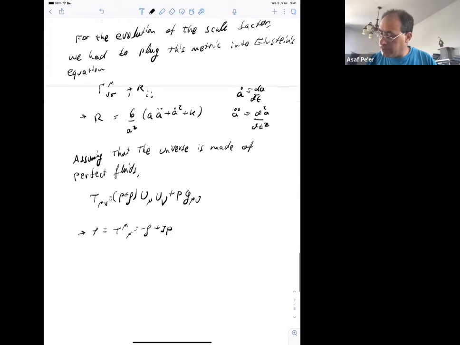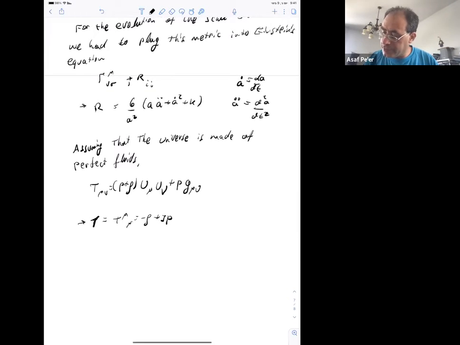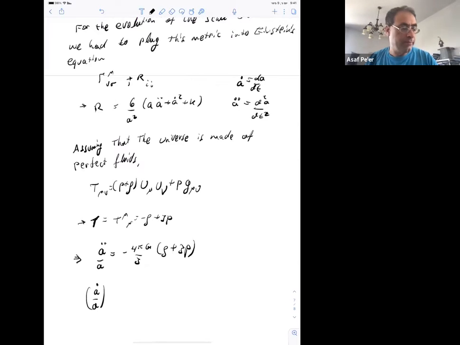And then we just plug it in. After some algebra, we ended up with A double dot over A is equal to minus 4 pi G over 3 times (rho plus 3P), and (A dot over A) squared is equal to 8 pi G over 3 rho minus K over A squared.